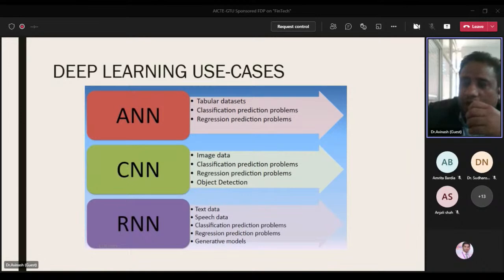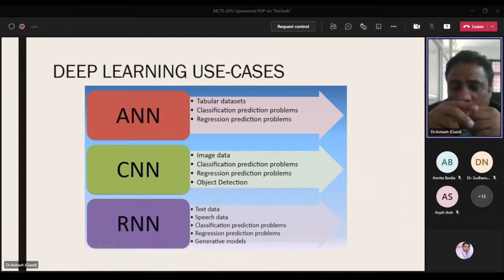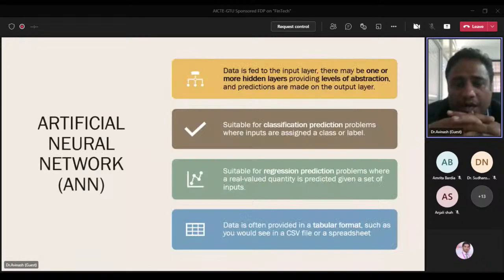Then the problems which are related to text data, speech data, or the classification prediction problems or the regression prediction problems or the generative models come under the recurrent neural network. Now we take one by one these ANN, artificial neural network, and CNN and RNN in a smaller way.